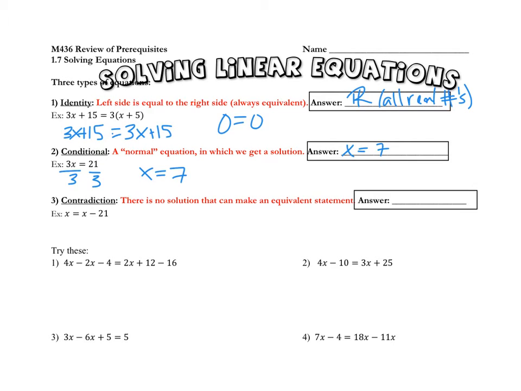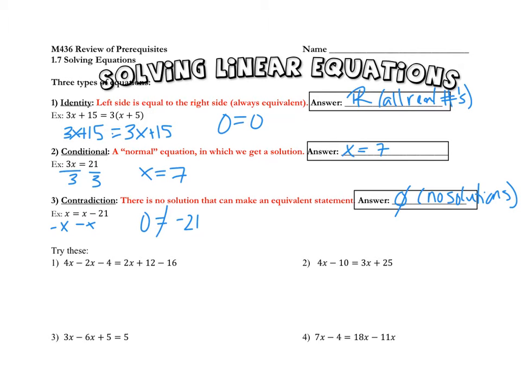And then the last one is called a contradiction, which just basically means that no solution can make an equivalent statement. So notice, if I subtracted x from both sides, I get 0 to equal negative 21, which is false. So if all your variables cancel and the statement is false, then the answer is no solutions. Don't get no solution happy on me though, meaning we want to know if you can solve problems, not give you a bunch of problems that don't have solutions.